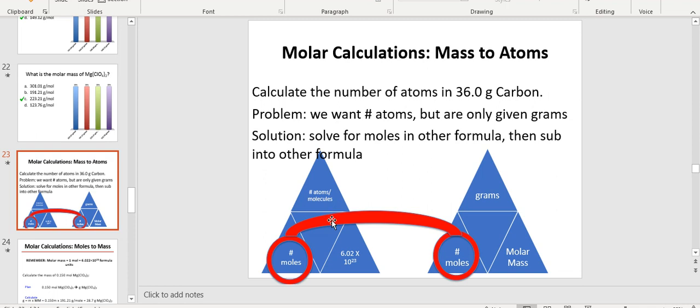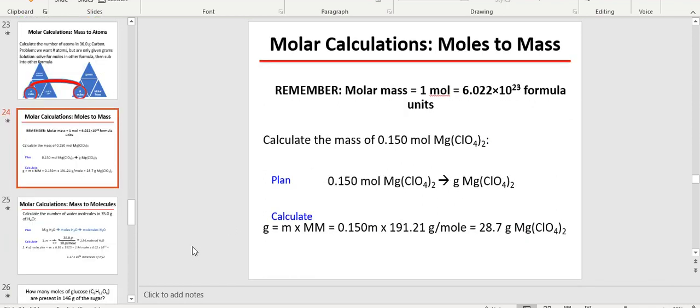But now you've got to be able to use both of these formulas interchangeably. So if I give you grams, ask for atoms, you can flip. Maybe next one here, I give you atoms and I ask for grams. The key to this is whatever information I give you, you've got to convert it to moles, jump it over, and go. So here we go.